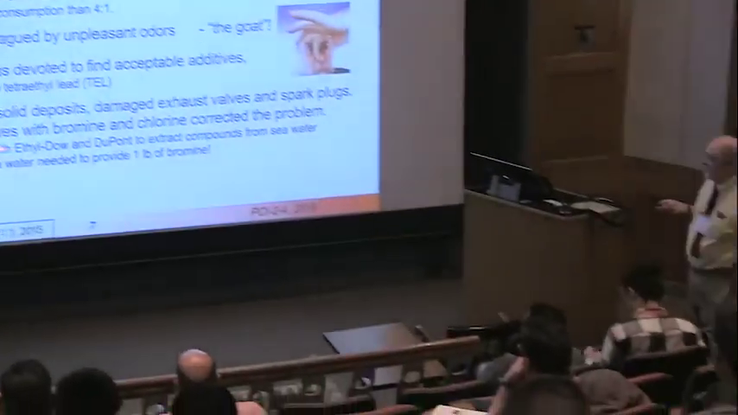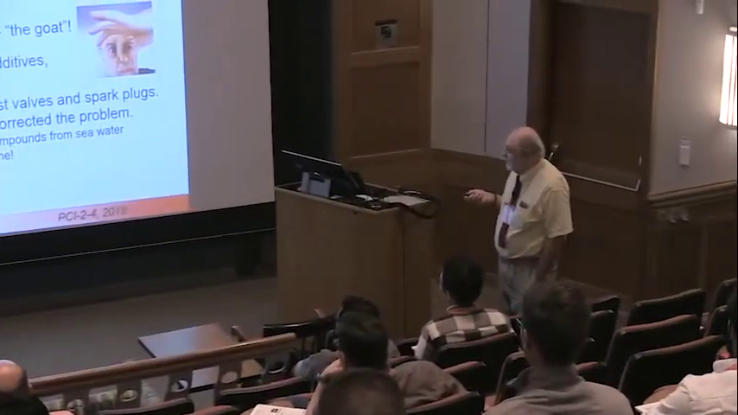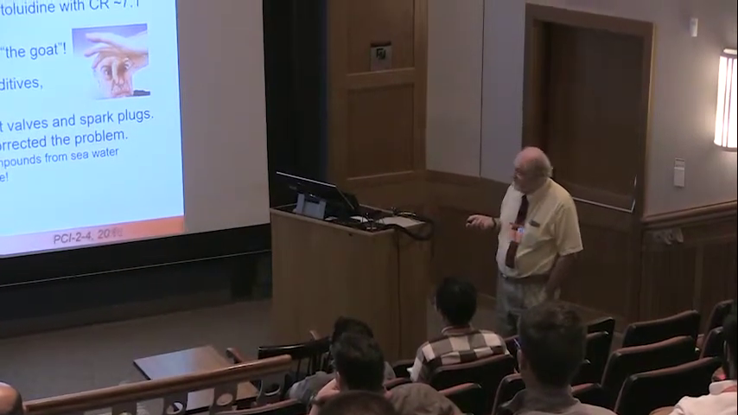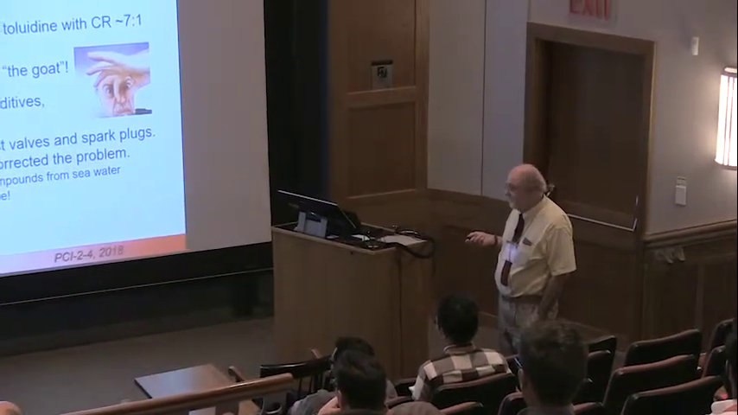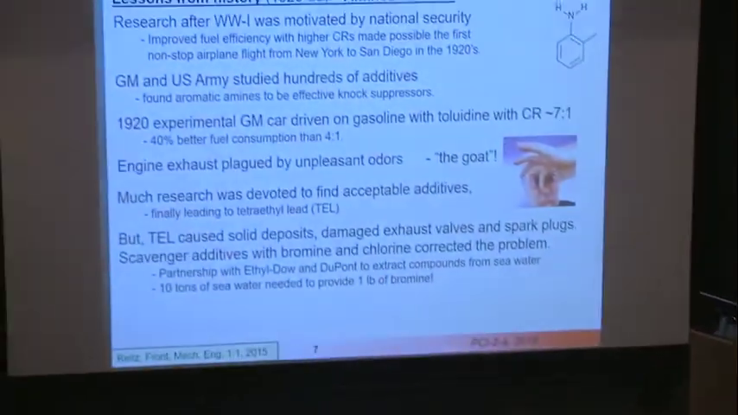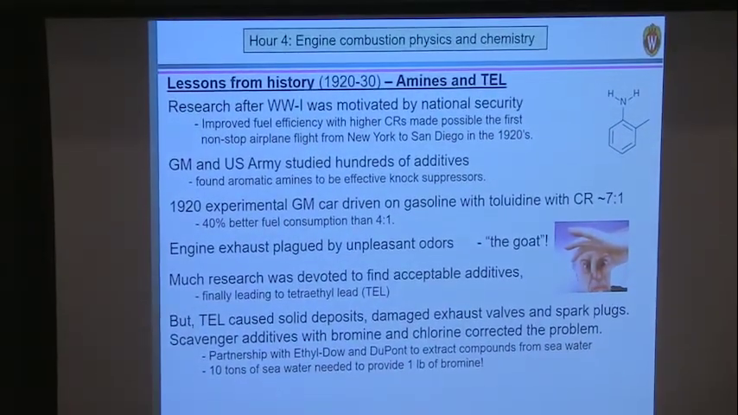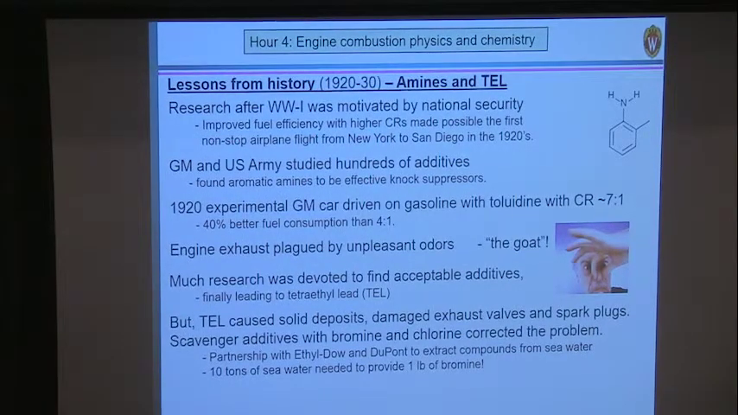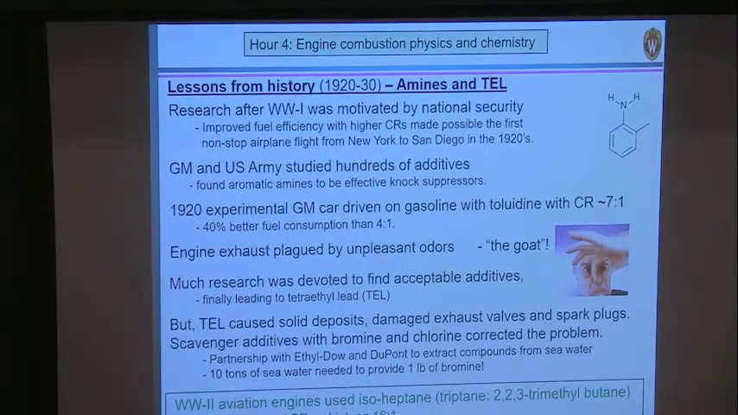And this established a partnership with the Ethyl, Dow and DuPont companies, who found that they could get bromine and chlorine out of the sea. And it was a huge enterprise. It takes 10 tons of seawater to make 1 pound of bromine. But that's how important it was to be able to run with these knock suppressant additives.